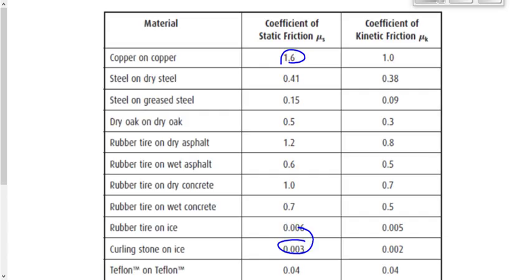A rubber tire on dry pavement for kinetic friction is 0.8. On wet pavement, it's 0.5. How many people drive? If you drive, you probably recognize that wet pavement is harder to stop on than dry pavement because the coefficient of friction is lower. Therefore, the force of friction would be lower. How about this one?